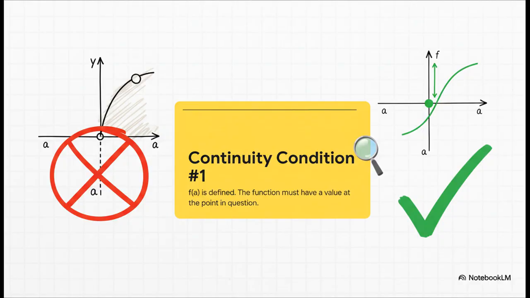And that leads us straight to our very first rule. It's the most basic check of them all. For a function to be continuous at some point A, the function has to exist at A. In other words, f of A has to be a real number. Simple as that, no holes.